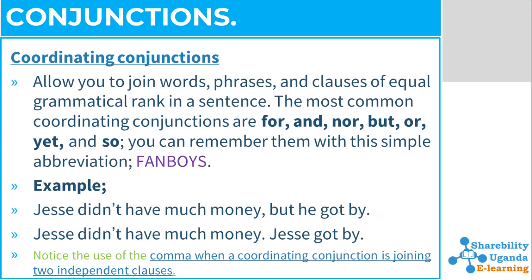How can we use these words to connect words? For example, Jesse didn't have much money, but he got by. Or like, he survived. Jesse didn't have much money, but he survived. He got by. Jesse didn't have much money. Jesse got by. Well, note the use of the comma when a coordinating conjunction is joining two independent clauses.